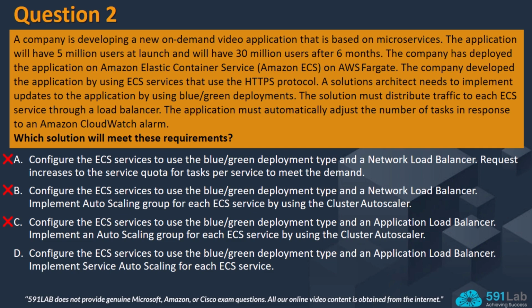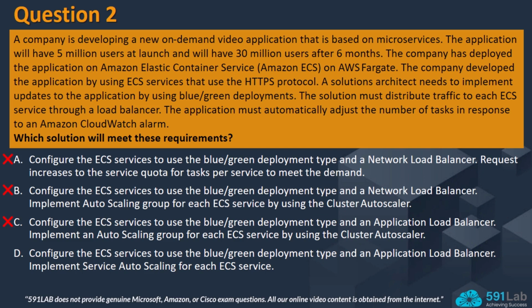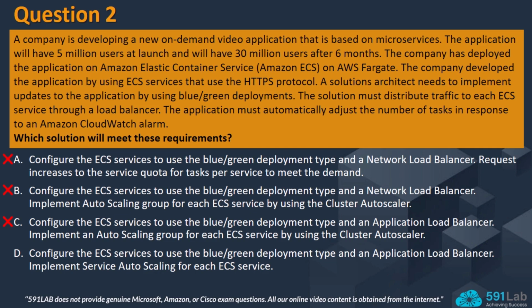Option D. Configure the ECS services to use the blue-green deployment type and an application load balancer. Implement service auto scaling for each ECS service. This option correctly suggests using blue-green deployments and an application load balancer for load balancing. Moreover, it proposes implementing service auto scaling for each ECS service, allowing automatic adjustment of tasks in response to CloudWatch alarms. This aligns perfectly with the requirements. Therefore, option D is the most suitable solution that meets all the requirements specified in this scenario.